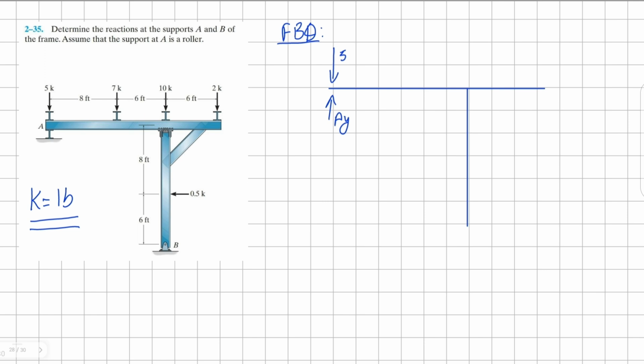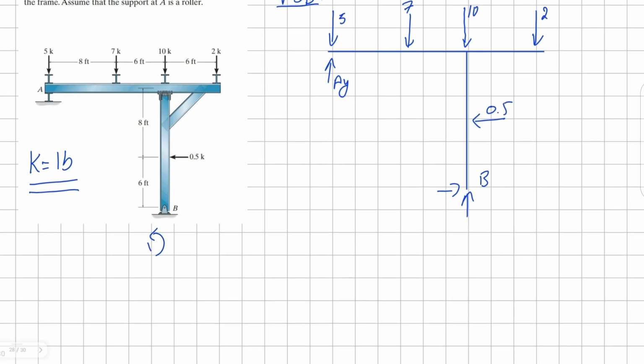Then we have, 8 feet away from A, another point load of 7, and then 6 feet away, another load of 10, and another 6 feet away, a concentrated load of 2 pounds. And down at pin connection B, we're going to have both horizontal and vertical reactions. And from B, about 6 feet away, we have 0.5 pounds of reaction.